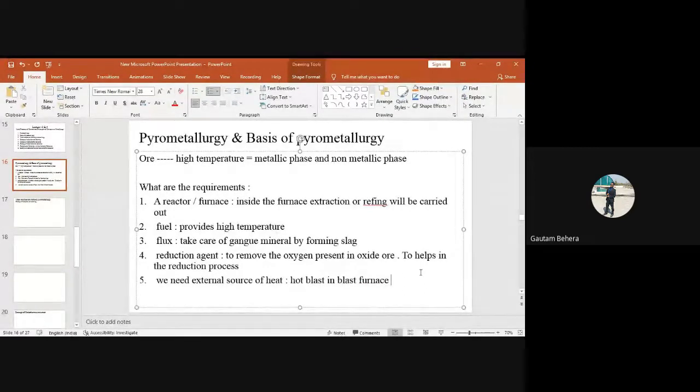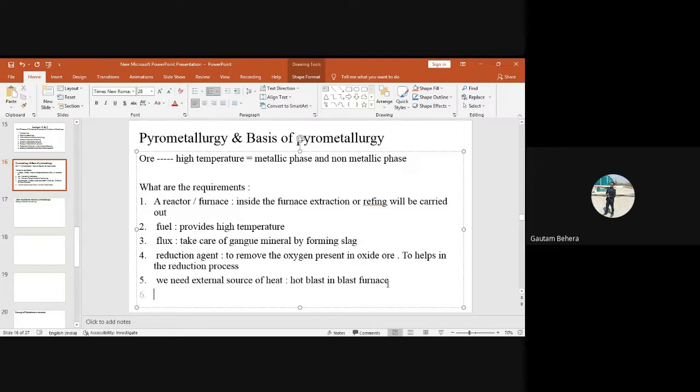And we need an external source of heat, because fuel has to be burned first, so we need an external source of heat, like hot blast in the blast furnace. Hot blast is nothing but hot air or hot oxygen blowing at a very high velocity into the furnace.